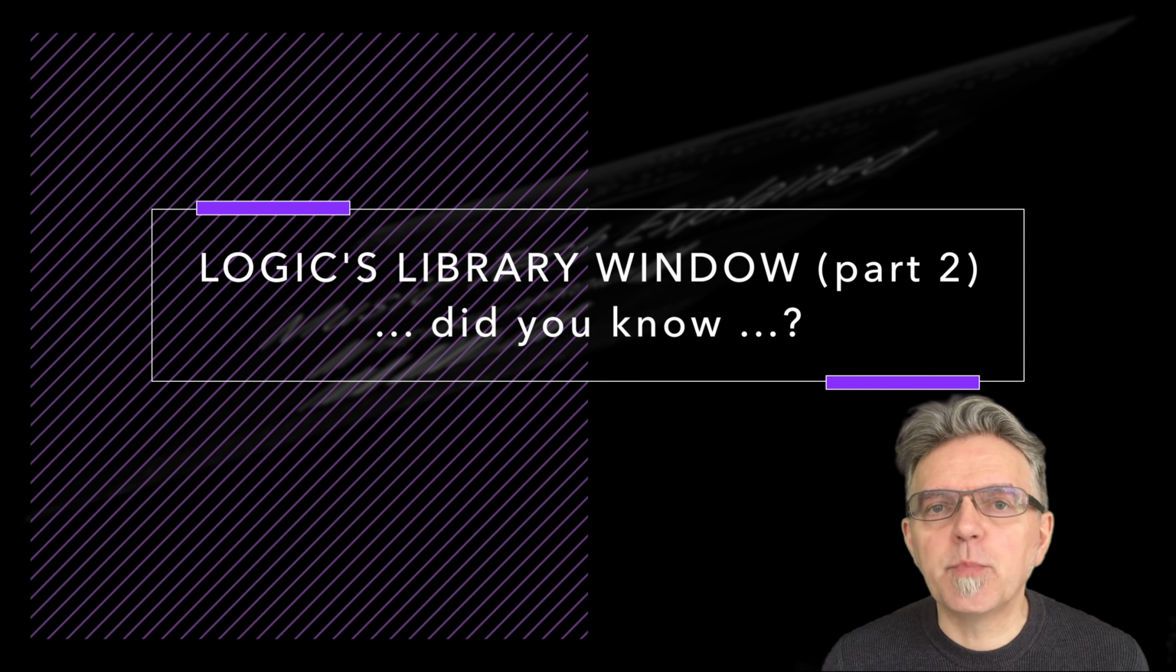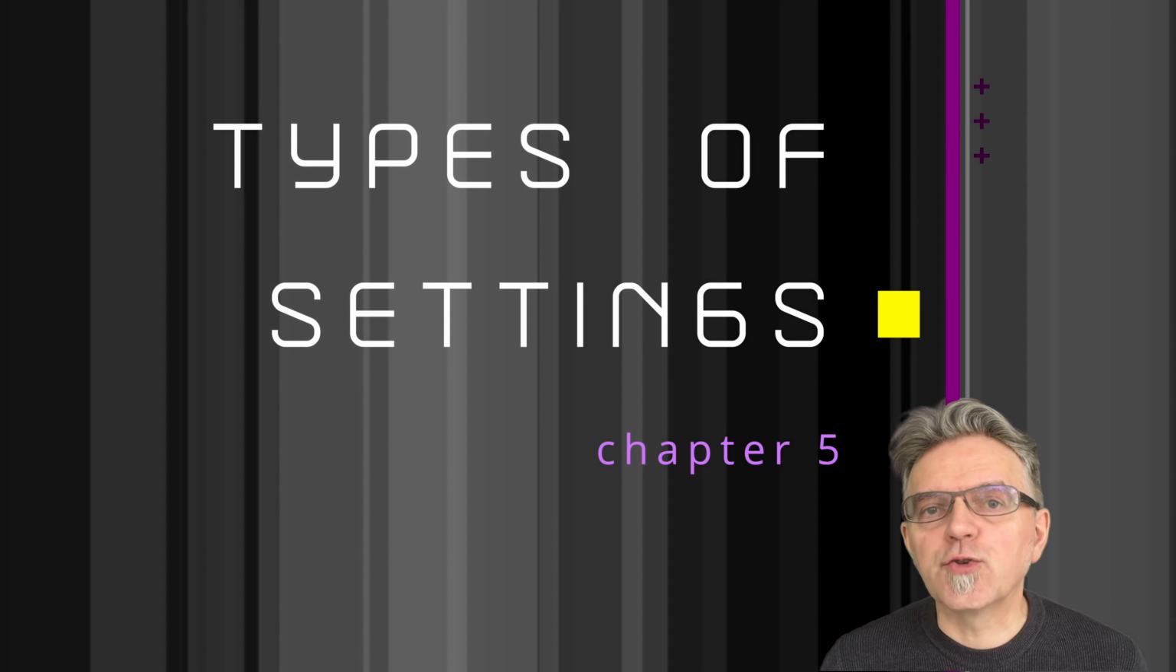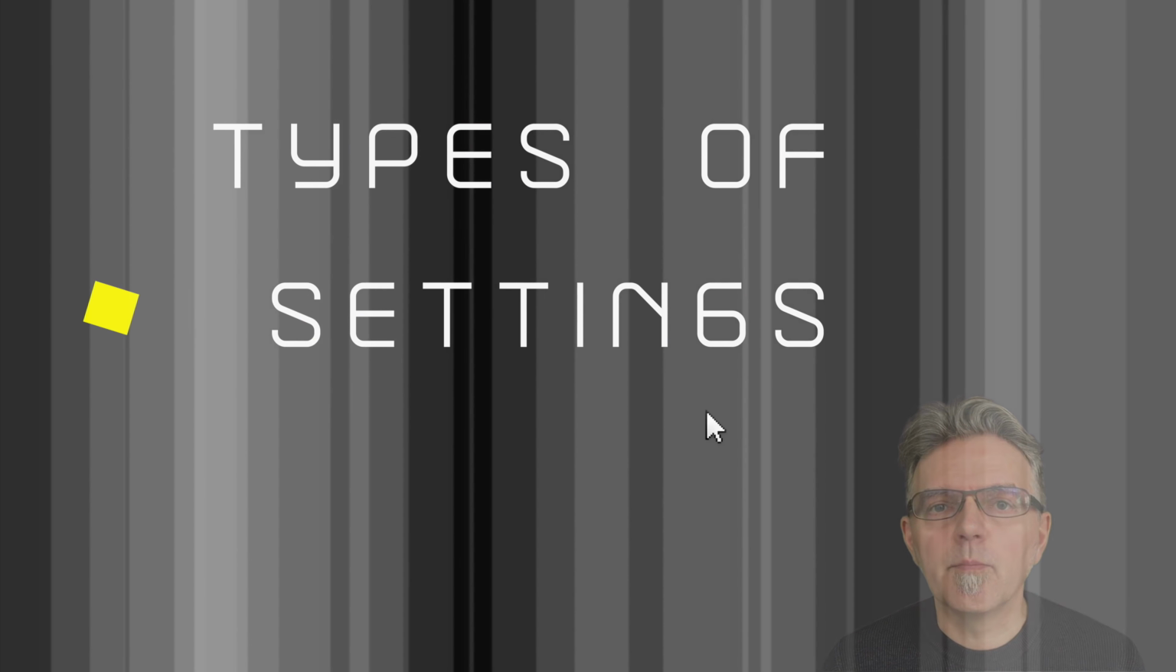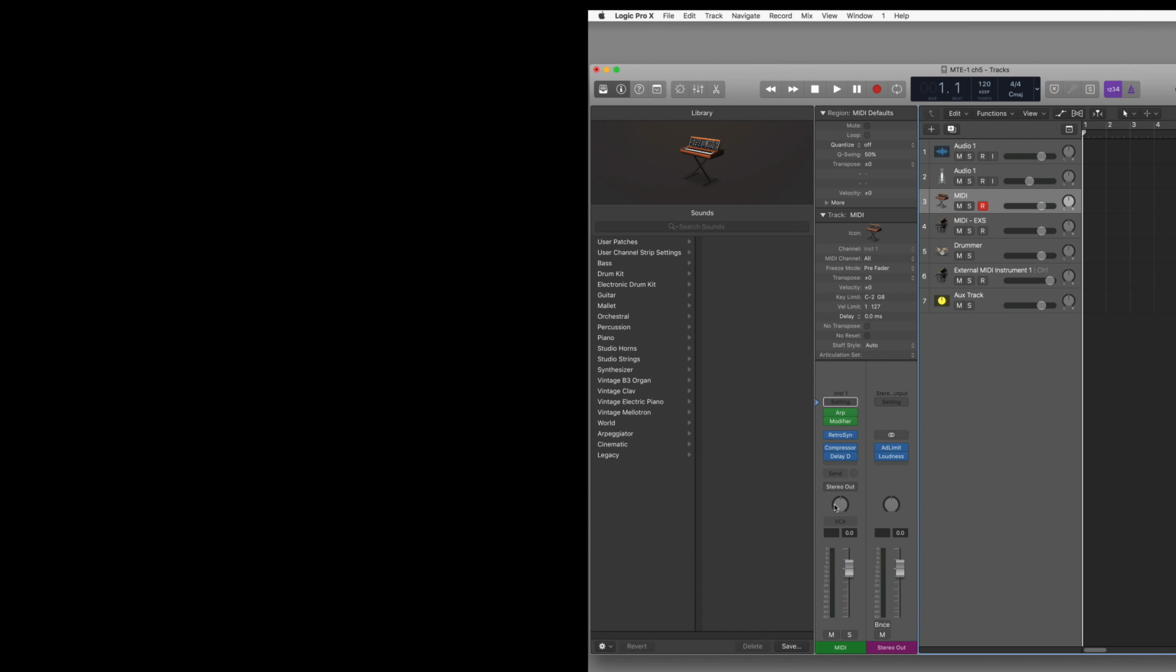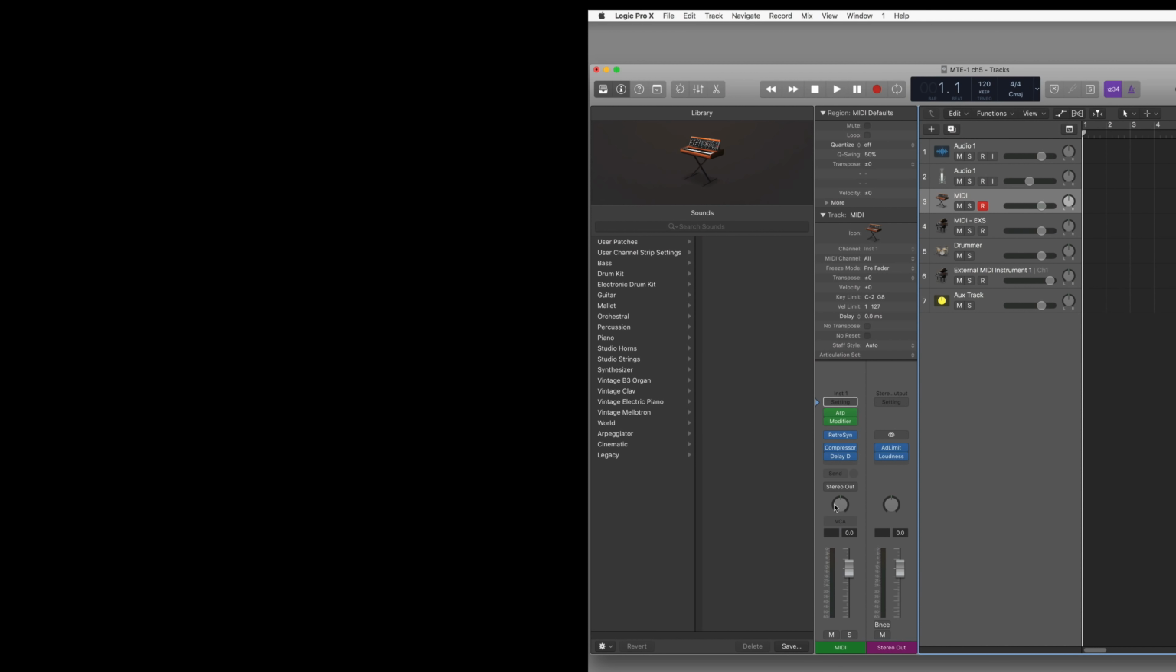In this second of a two-part video about the library window, we will finally look at what type of content the library window is displaying. The different types of settings you can load onto components of the channel strip. I already mentioned a few times that the library window functions like a special browser. Instead of displaying a specific type of content like the loop browser or the project audio browser, the library window can display different types of content. That is something many Logic users are confused about or not even aware of in the first place.